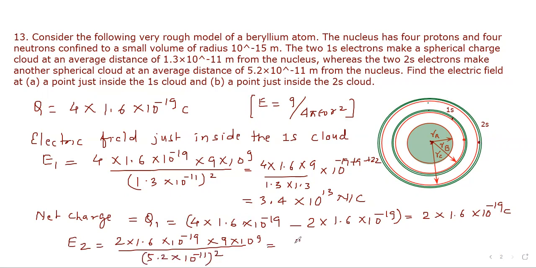So if we simplify, 2 into 1.6 into 9 divided by 5.2 into 5.2 into 10 to the power minus 19 plus 9 plus 22. So if we simplify, it will come out to be 1.1 into 10 to the power 12 Newton per Coulomb, which is our answer.